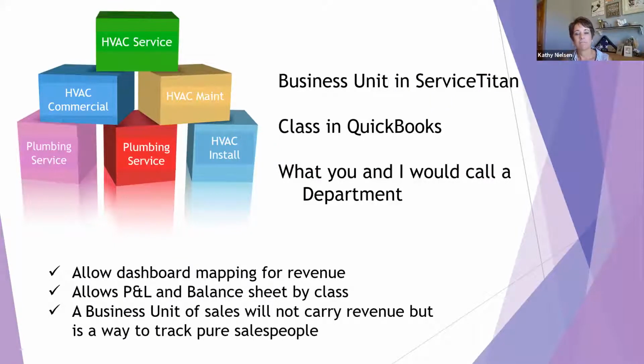The other thing that I find people don't understand, and a lot of it's because the verbiage is different and it means the same thing. In ServiceTitan, a business unit is what in QuickBooks is called a class. It's what you and I would call a department. The business unit allows for mapping of your numbers in ServiceTitan, and you can have multiple business units hit one class in QuickBooks. The class in QuickBooks allows you to run your P&L and balance sheets by class, or like I tell people, by department.